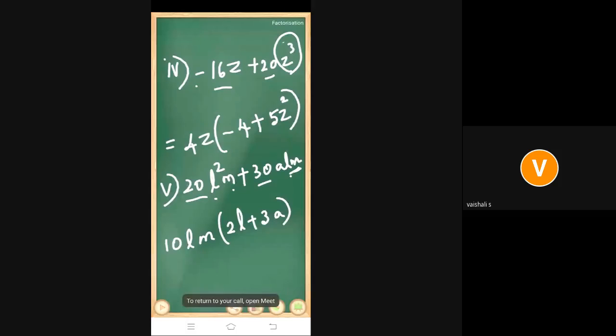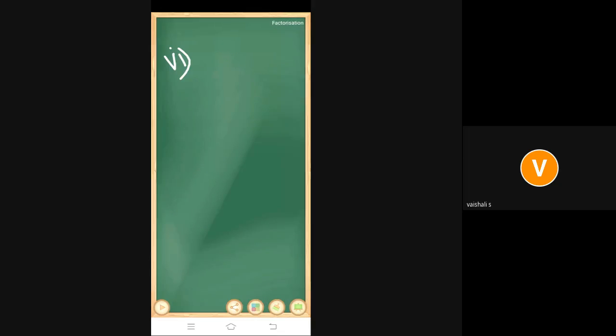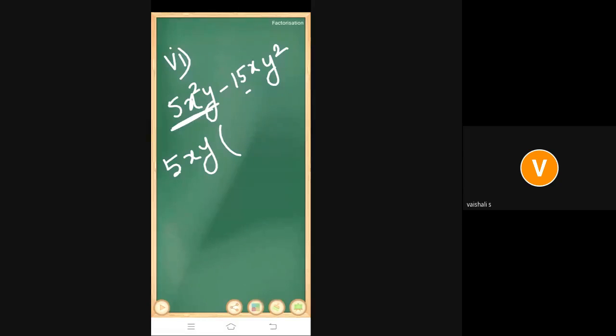Now, sixth subdivision, 5x square y minus 15xy square. So here 5, here 15. So we can take 5. 5 and 15 will come on fifth table. Then x is common, least power is x only. y is common, least power is y only. So here out of 5x square y, 5 taken commonly out. Then x square, that means 1x will be lying inside, y went out.